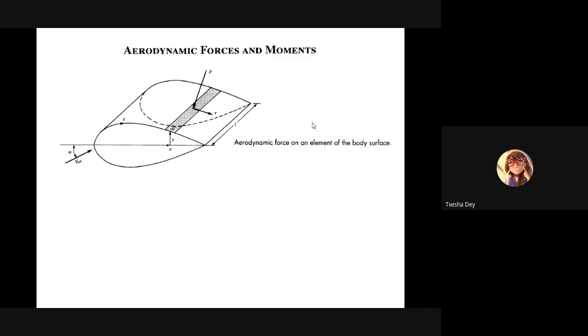If you look from the top, there is a rectangle, and this side of the rectangle is nothing but the chord length C. So the reference area will be C into 1. And what is the reference length? That is the chord length C again.